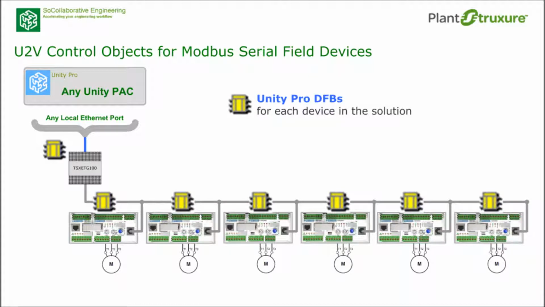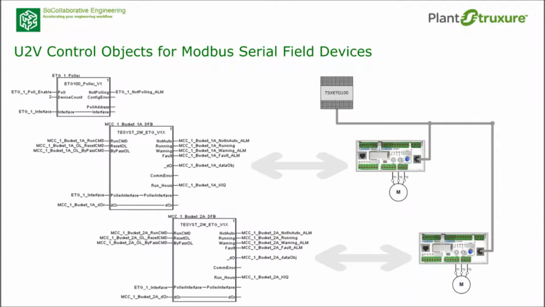The solution is Unity Pro DFBs, and there is a DFB instance for each device in the solution. Here is a general overview of the solution. There is a DFB, the ETG100 poller, that manages the device polling sequence, and a DFB of type TeSys T 2-wire ETG for each TeSys T field device.